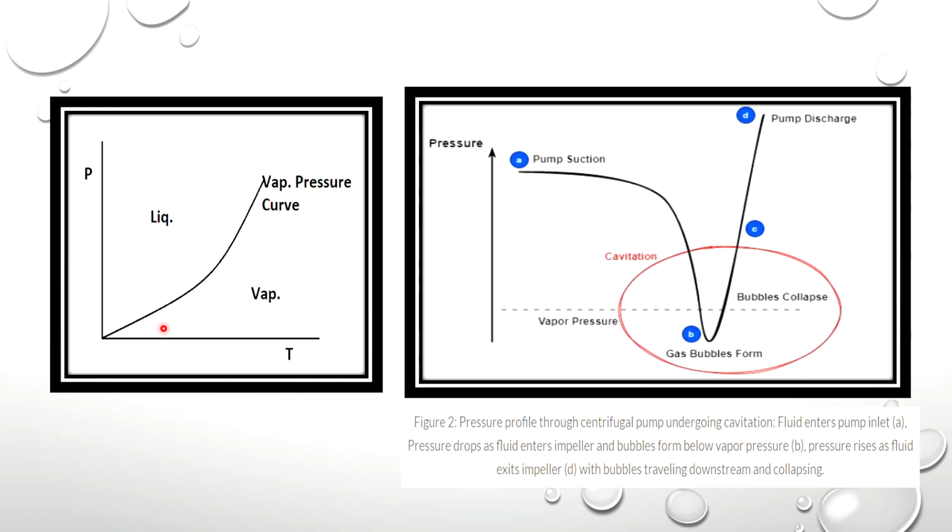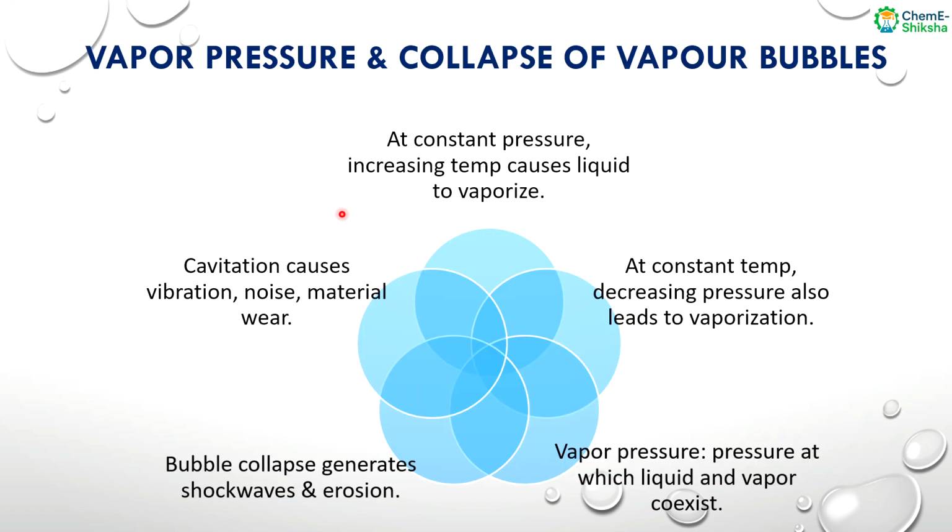So at constant temperature, if pressure is decreased, the liquid will convert into vapor, and if pressure is increased at constant temperature, the vapor will condense and form liquid. It is written here that at constant pressure, increasing temperature causes liquid to vaporize, and at constant temperature, decreasing pressure also leads to vaporization. We know vapor pressure is the pressure at which the liquid and vapor coexist.